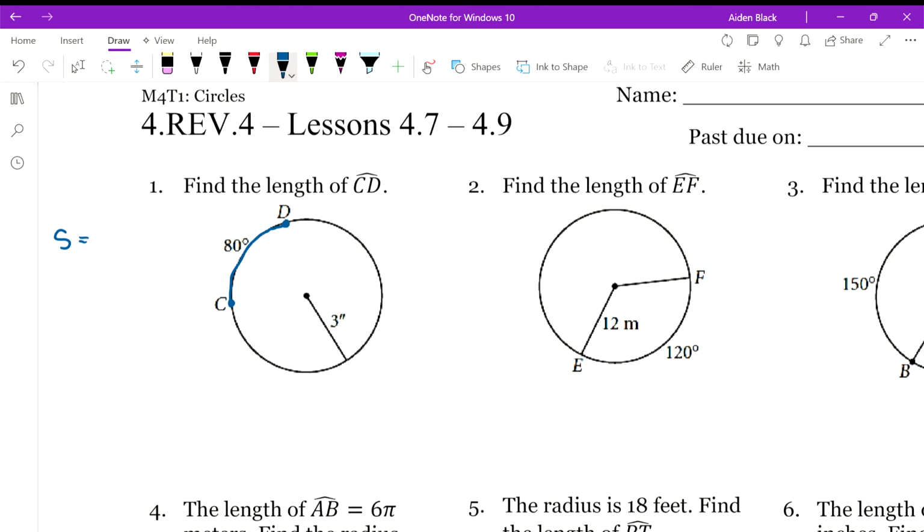S is equal to the measure of the arc divided by the entire circle, which is 360 degrees, times the circumference. So here's the circumference, and this aspect here is the ratio of arc CD to the entire circle, which is the 360 degrees. So in this case, we know that the arc measure is 80 degrees, and we know that the radius is 3 inches.